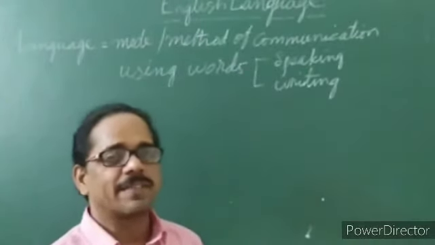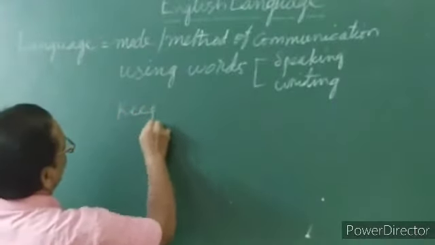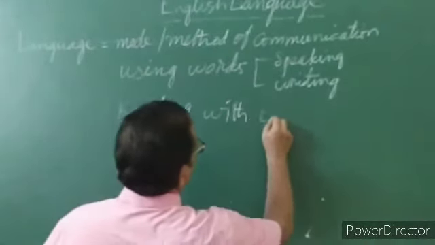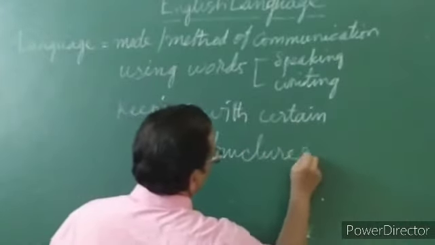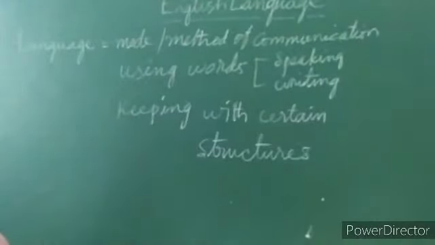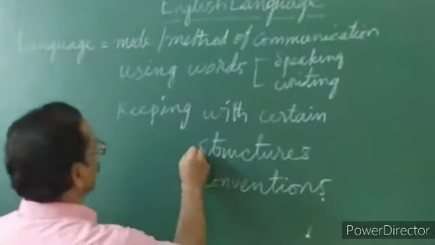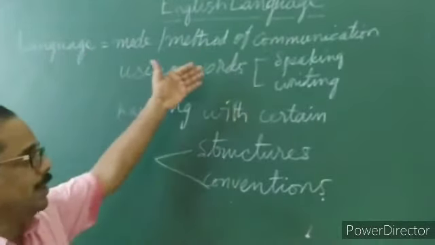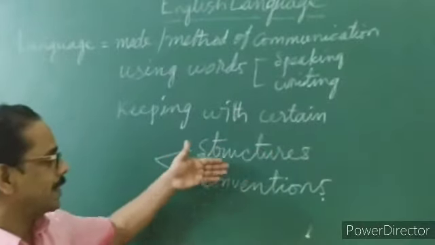keeping in mind certain structures and conventions. You should have certain structures and conventions. So what is a language? Language is a mode of communication using words, either in speaking or writing, keeping with certain structures and conventions.